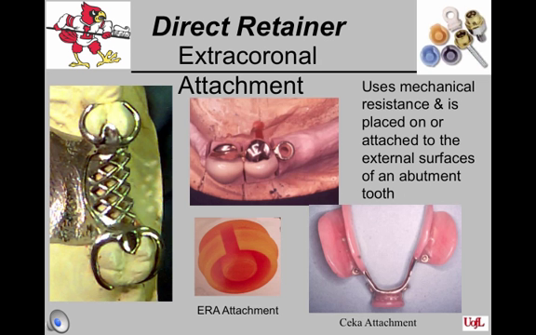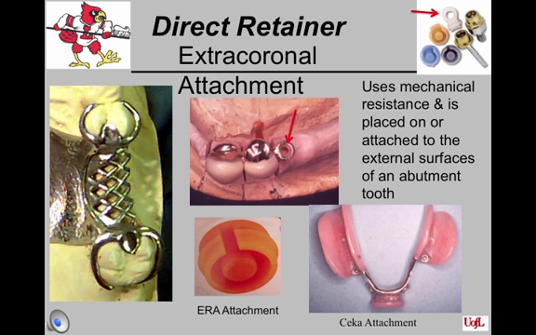The extracoronal direct retainer uses mechanical resistance and is placed on or attached to the external surface of the abutment tooth. The extracoronal attachments shown on this slide vary from one another. The far left shows a cast circumferential clasp that is created with a wax pattern and then cast into the framework. The other extracoronal attachment comes as a plastic pattern that is placed onto the crown's wax pattern and then cast.